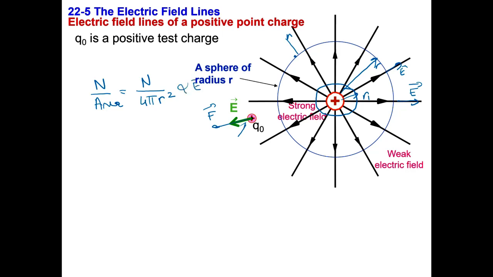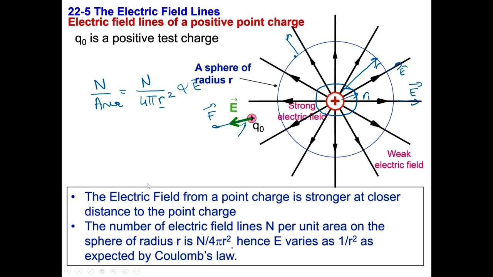As the radius gets smaller, this number, which we said is proportional to the magnitude of the electric field, gets larger, because the denominator gets smaller. So the strength of the electric field varies as 1 over r squared. We have seen that before. This is just confirming the same concept. The electric field from a point charge is stronger at closer distance to the point charge, because we know we can write E equals K Q divided by r squared.